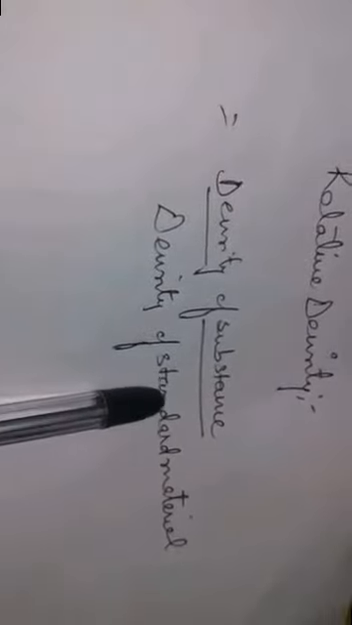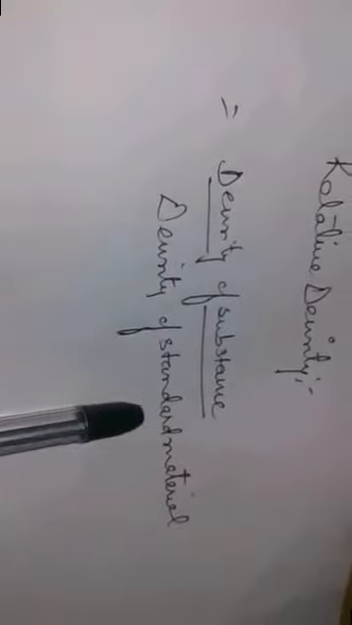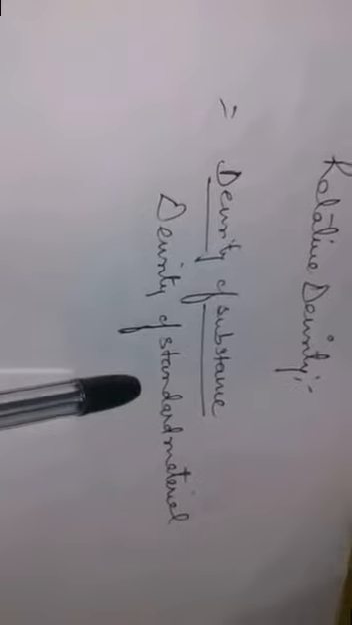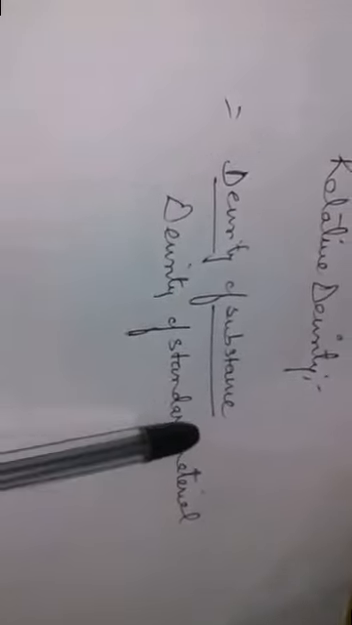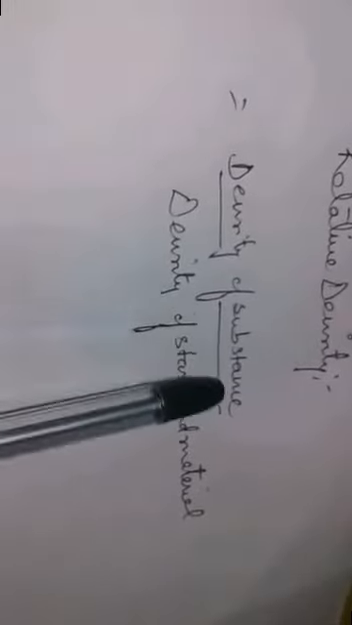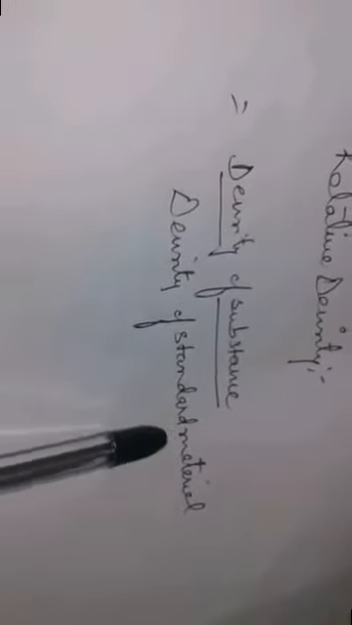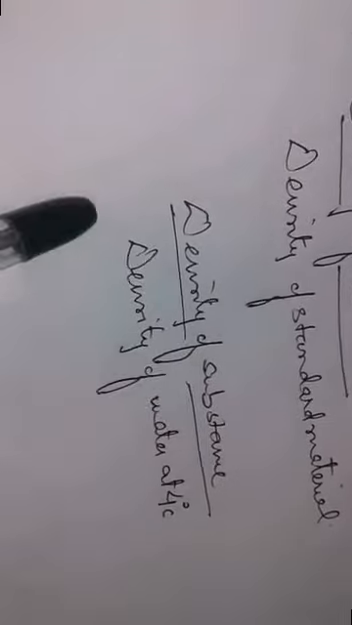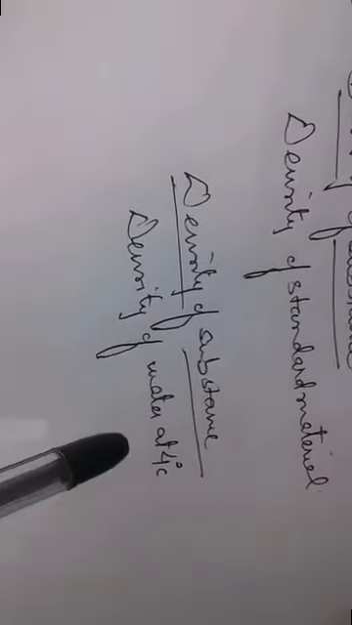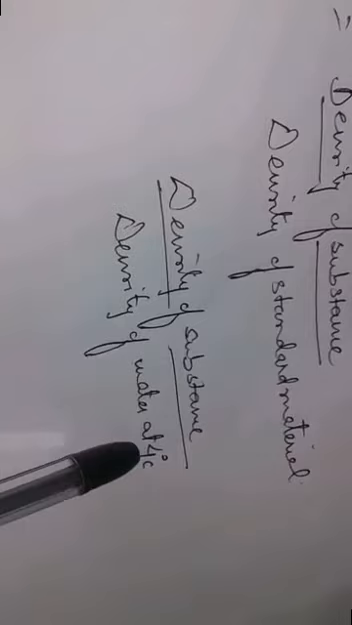It is also known as specific gravity. The density of a substance when compared to the density of water is given a special name called specific gravity, that is equal to the density of the substance divided by the density of water at 4 degrees Celsius. As density of substance over density of water at a particular temperature, that is 4 degrees Celsius.